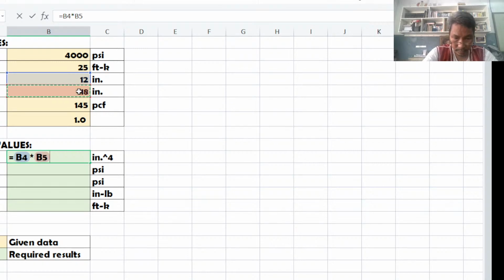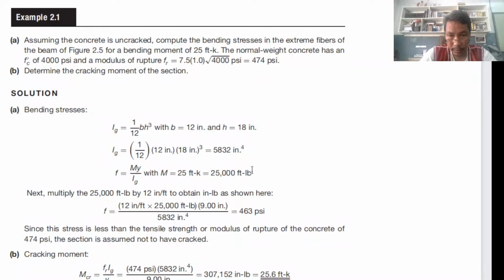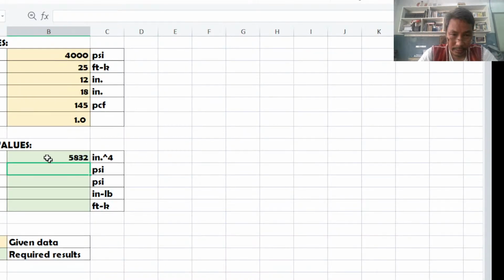H raised to the third power. Then all of this divided by 12. All of them have to be divided by 12. Enter. So the answer is 5,832. So what is the answer here? 5,832. Okay? So the same. So we are able to do that.